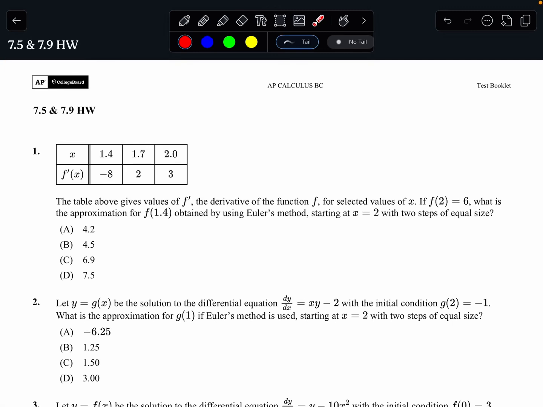Hey guys, I'm going to go over the 7.5 and 7.9 homework, Euler's method and logistic models.